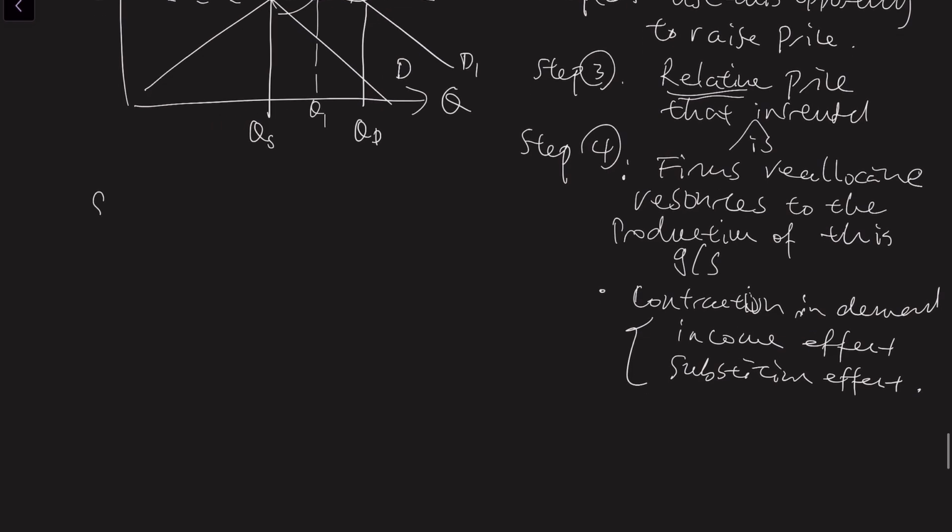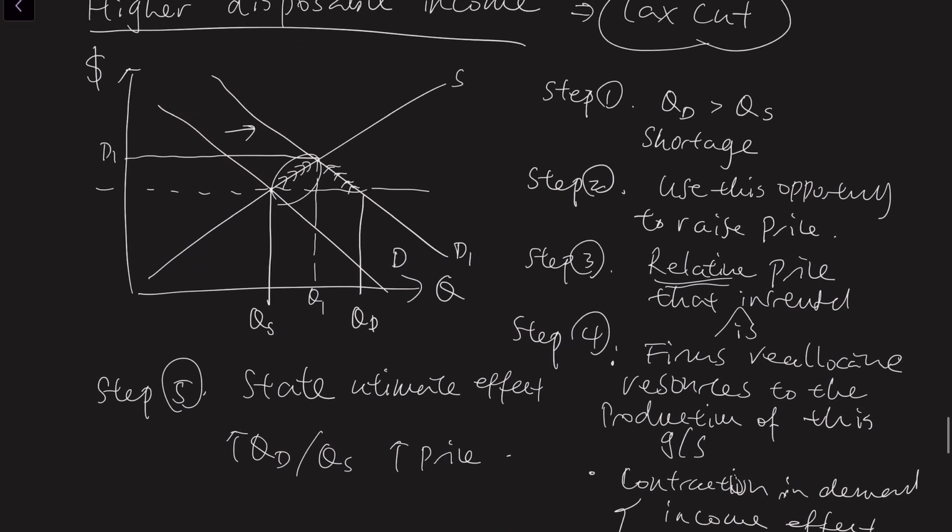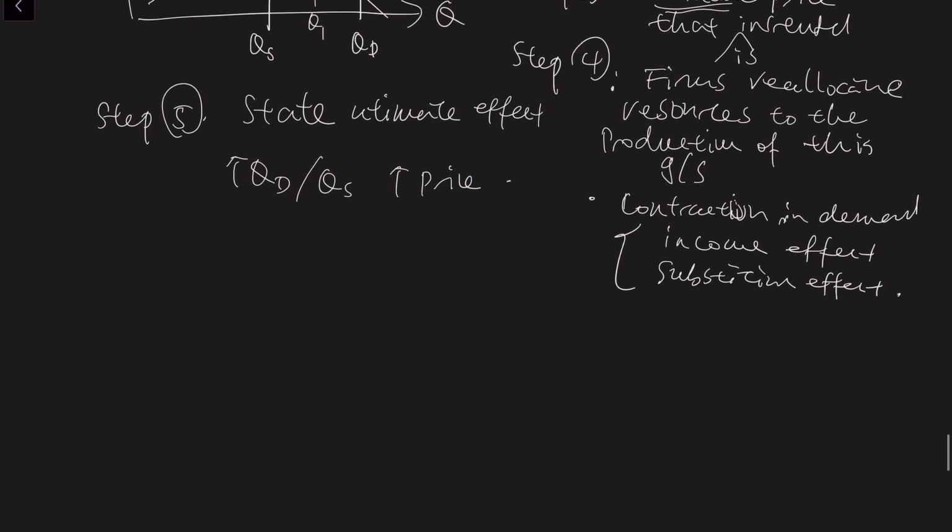So step 5 is actually just to state the ultimate effect. State the ultimate effect, which is a higher quantity demanded or quantity supplied, as well as a higher price. So this is how you explain the dynamic of adjustment in detail, which is required in the exam.